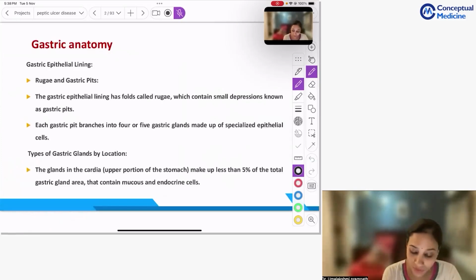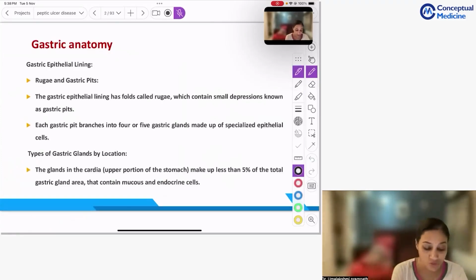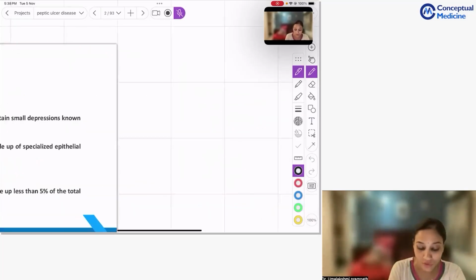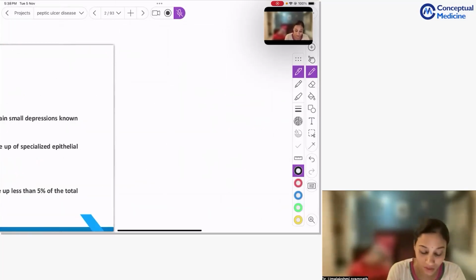Now, before we move into the ulcer, we'll have a look at the gastric anatomy. Whatever anatomy we'll be talking about will actually be divided into two. You have the proximal part of the stomach and you have the distal part of the stomach.